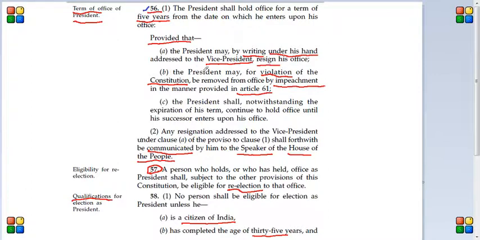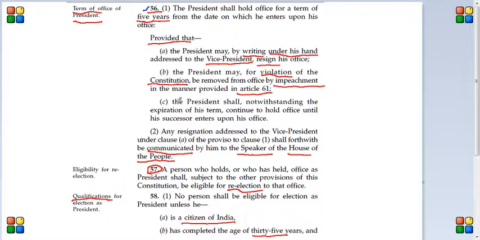Next, second thing is the president may, for violation of constitution, be removed from office by impeachment in the manner provided in Article 61. Basically says if a president has violated the constitution, then he can be impeached, and the process is written in Article 61. That is present in another video. You can check there.